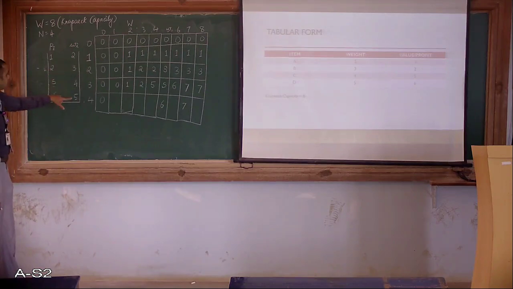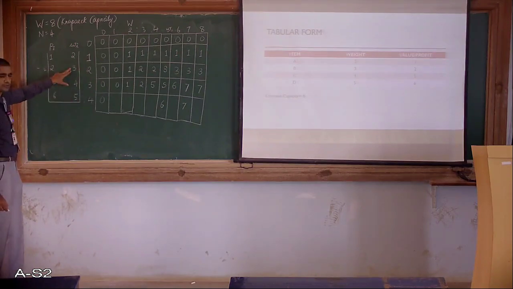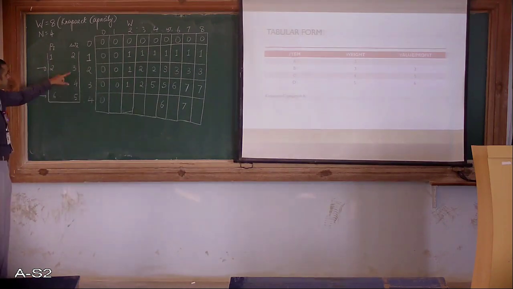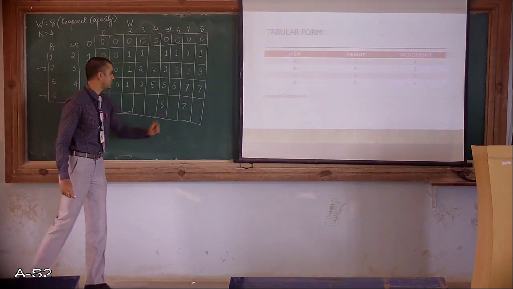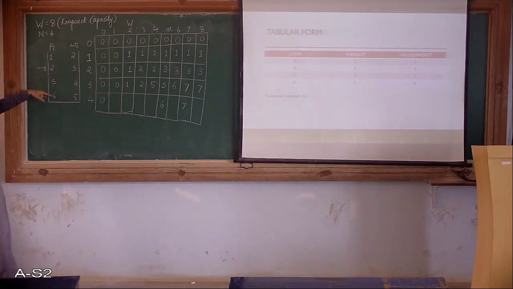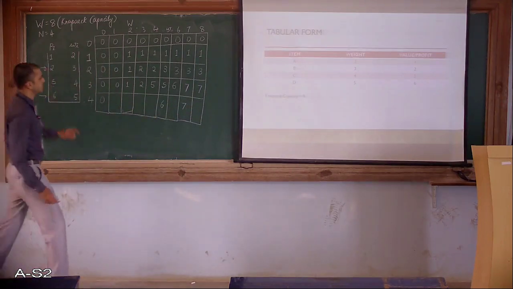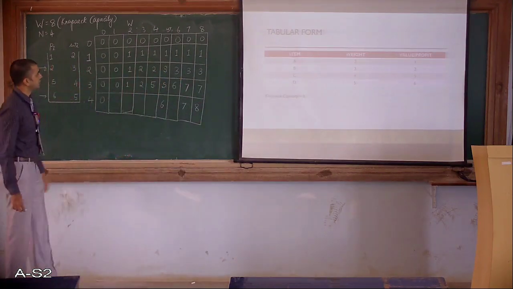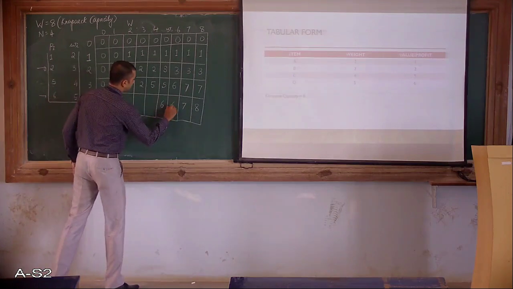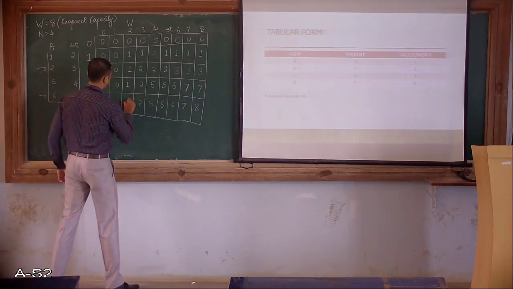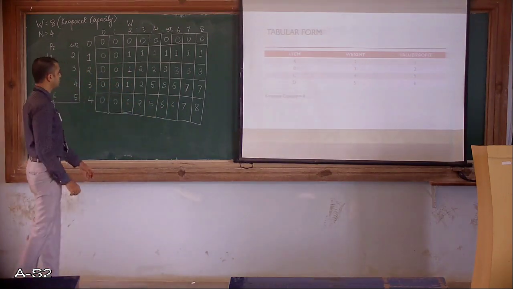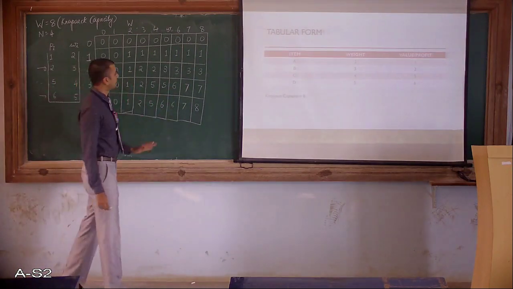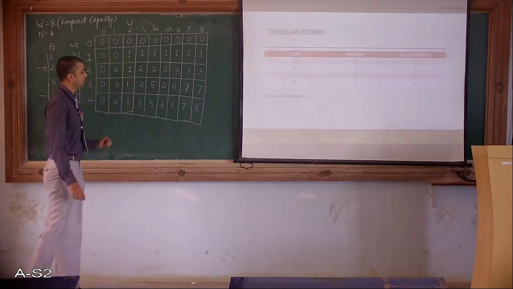What about 8? 5 plus 3. Can I use this 5 plus 3, this second object and last object? Yes. 5 plus 3 is 8. Knapsack capacity is 8. What is the value associated with those two items? 6 plus 2 is 8. Retain the previous values as they are. So this is how you fill the knapsack table. I hope this is clear to you.